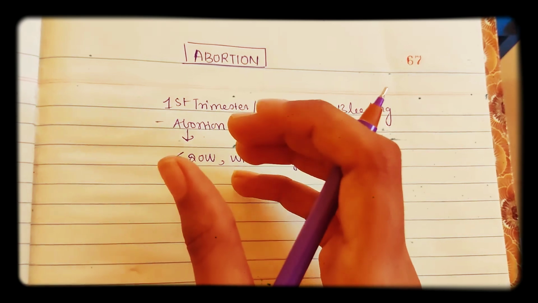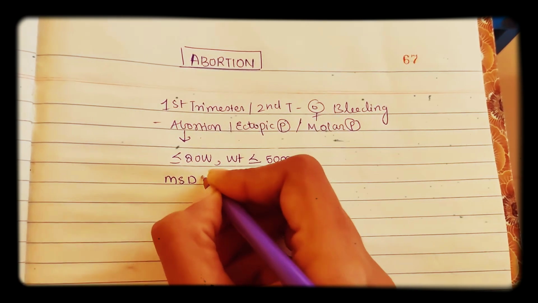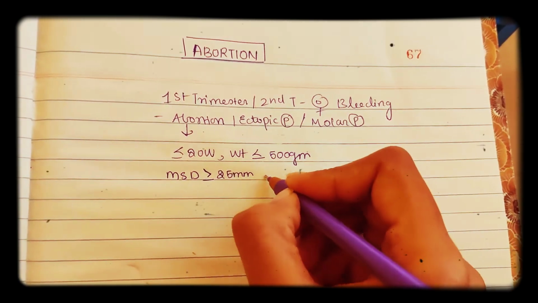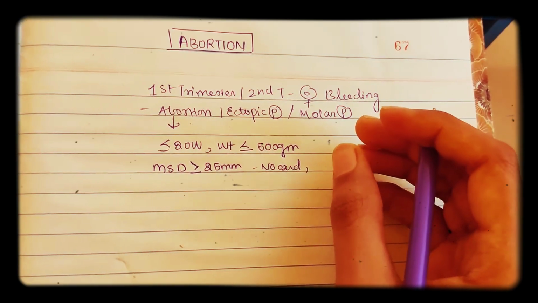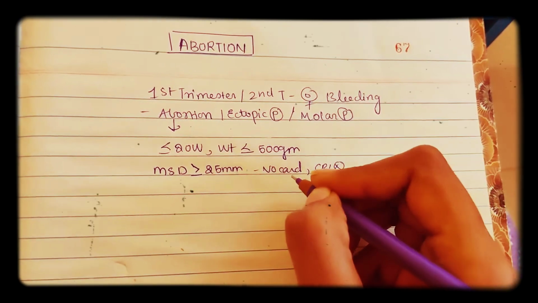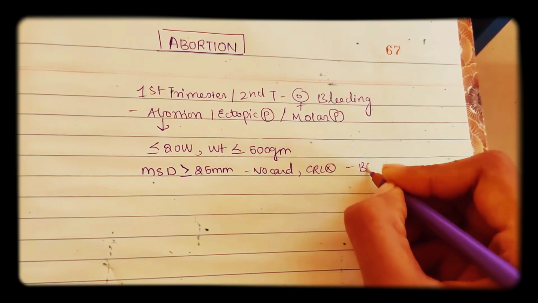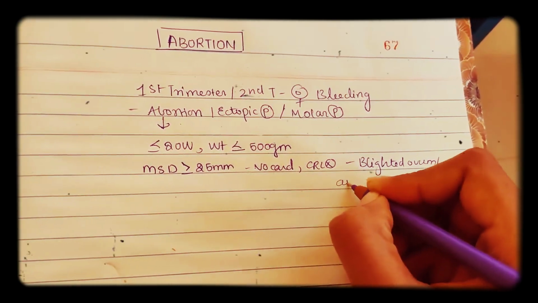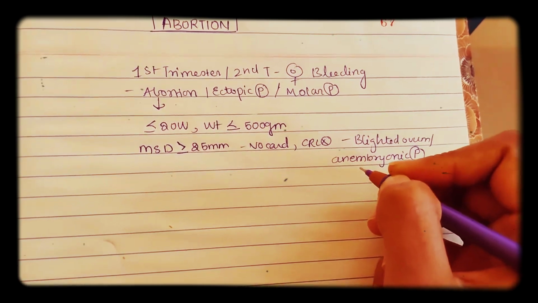Okay, so according to the ultrasound definition, abortion is when the mean sac diameter is greater than or equal to 25 millimeters and there is no cardiac activity, and you cannot see a fetal pole or cannot measure the crown rump length. Crown rump length is absent and cardiac activity is also absent. This is called blighted ovum, or anembryonic pregnancy. We already discussed blighted ovum in the first video itself.